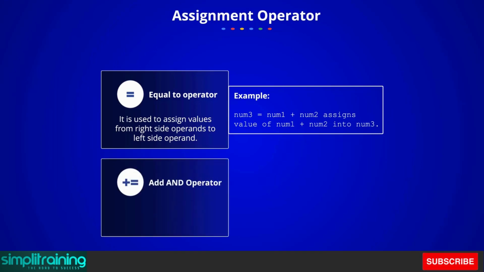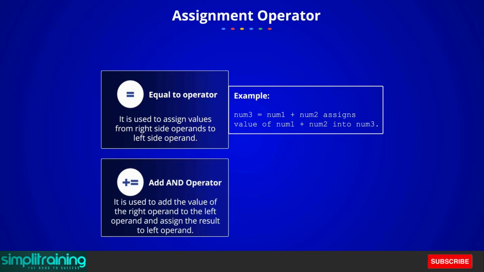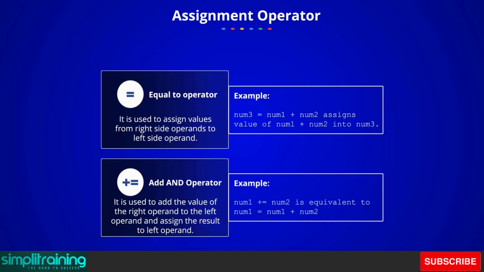Add AND operator. It is used to add the value of the right operand to the left operand and assign the result to the left operand. num1 += num2 is equivalent to num1 = num1 + num2.